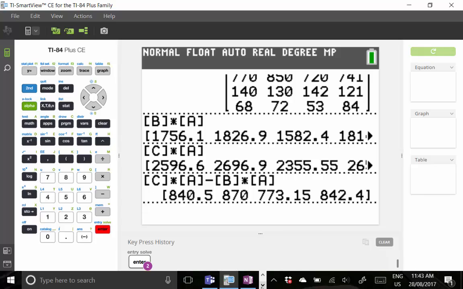So what we've learnt in this particular video, we've learnt how to put matrices into our calculator, how to times those together, and we've also done question number 2 while we've been doing that.